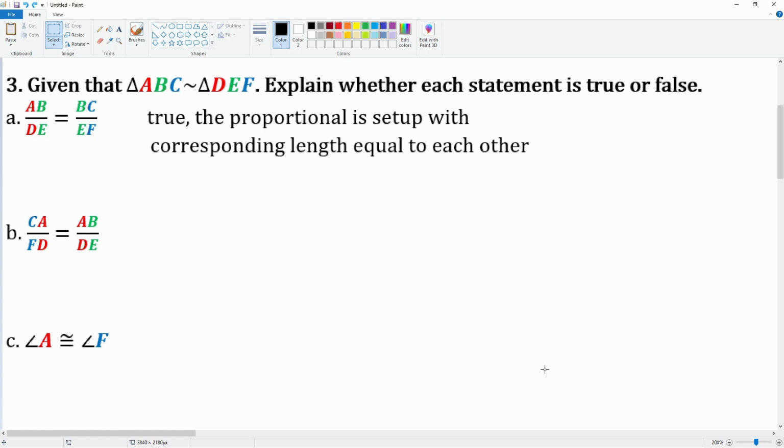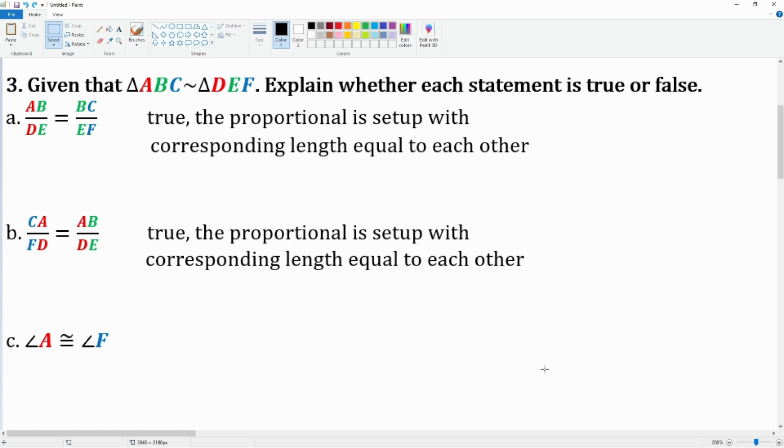Likewise, B is the same way. Okay, you have blue red over blue red is equal to red green over red green. And again, we will say true because the proportionality is set up with corresponding lengths equaling each other.